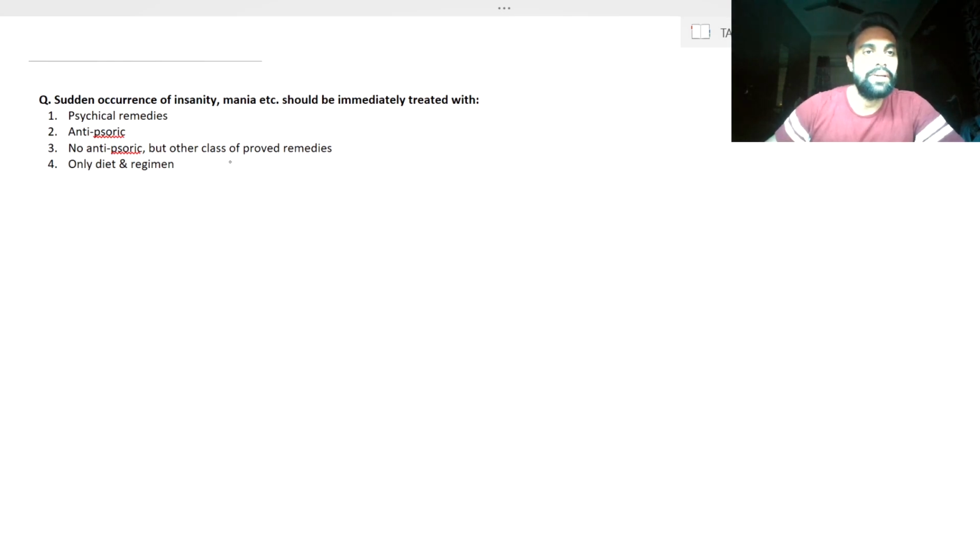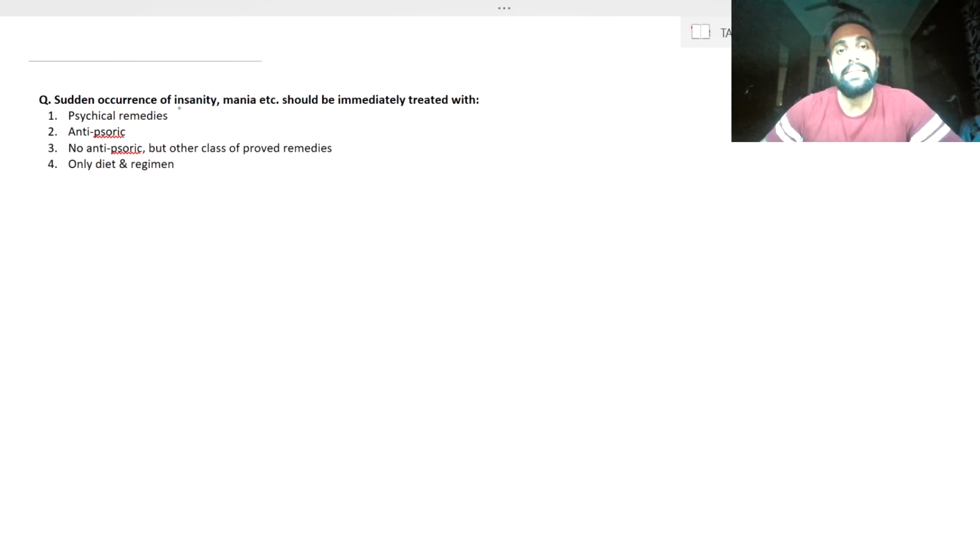This next question is from Organon of Medicine, from the mental disease portion. Sudden occurrence of insanity, mania should be immediately treated with. The options are psychical remedies, antipsoric remedies, non-antipsoric remedies, but not antipsoric remedies, but other class of proved medicines. And the last option is only diet and regimen. So let us discuss this MCQ.